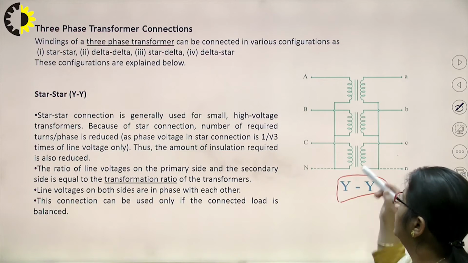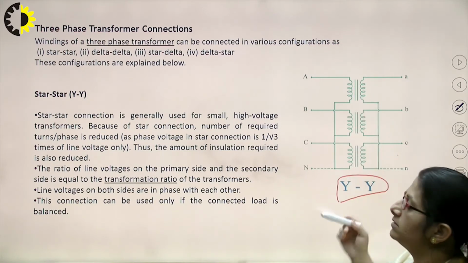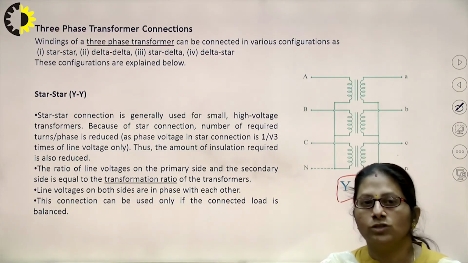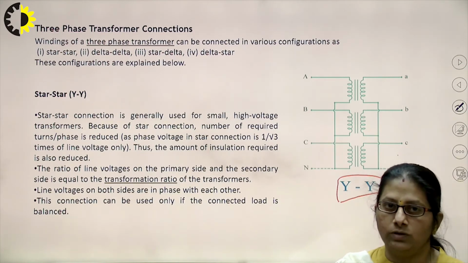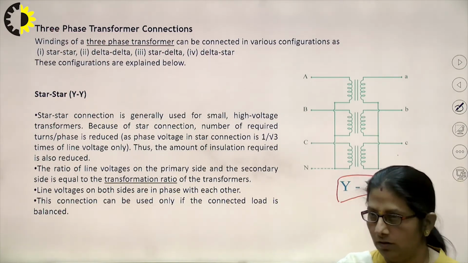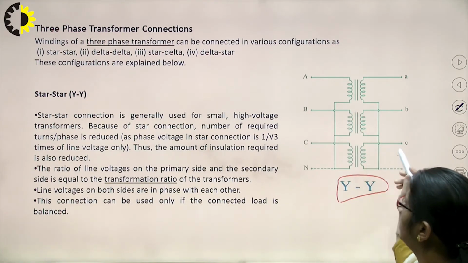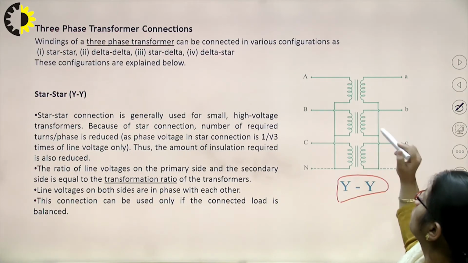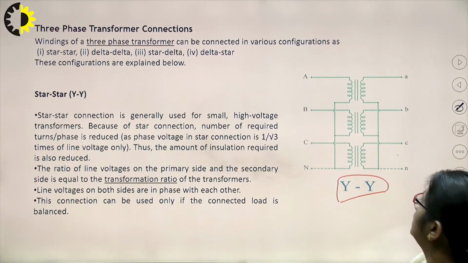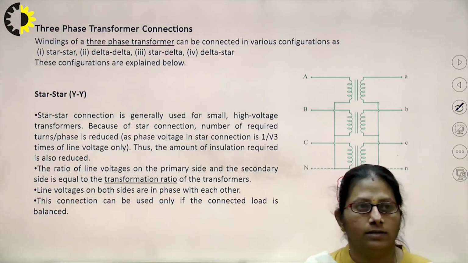Going for the first case, if you just see the figure as it shows, it's a star-star connection. The primary is connected in star. Star means all the finishing points or the starting points of the three windings need to be shorted, right. So we have done that. Similarly, on the secondary side also, A dash, B dash and C dash are connected.